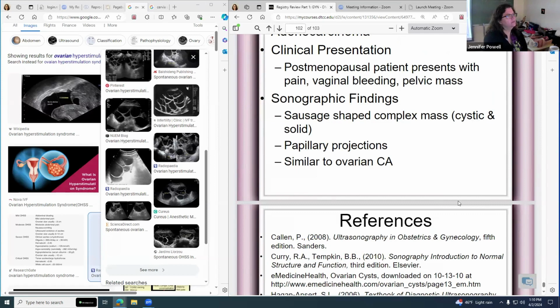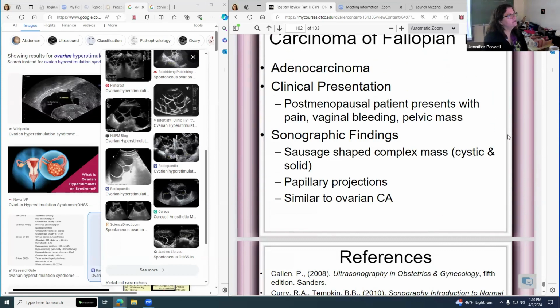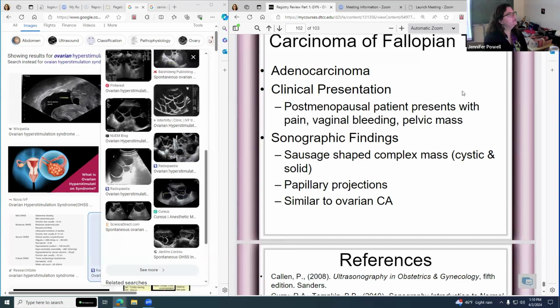Carcinoma of the, oh boy, this is the last one. Carcinoma of the fallopian tube would be an adenocarcinoma. Clinical presentation would be a postmenopausal patient who presents with pain, vaginal bleeding, big sign right there, pelvic mass. Sonographic finding is a sausage-shaped complex mass. Remember I said how that fallopian tube just looked like a sausage? Cystic again, solid with papillary projections, similar to ovarian cancer.